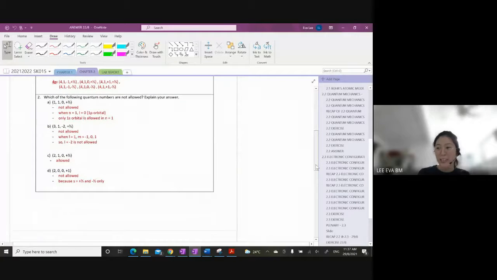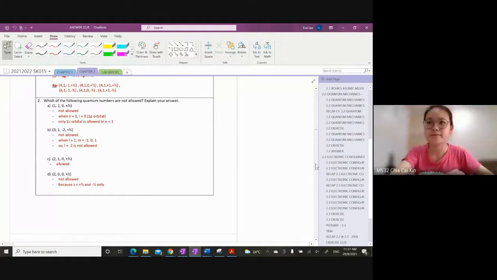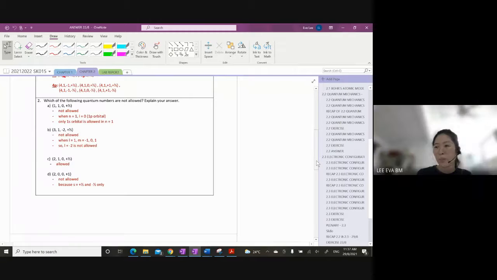So, Madam, proceed. Second question. Is it all right, Cha? Yes, thank you, madam. All right, no problem. So we proceed to the second question. Which of the following is not allowed? So we have to interpret each of the sets. So if let's say over here 1, 1, 0, positive half, the problem occurs in which number? Nasi lemak masak sambal, which one is having the problem? L.